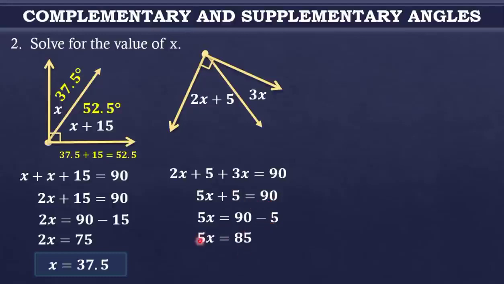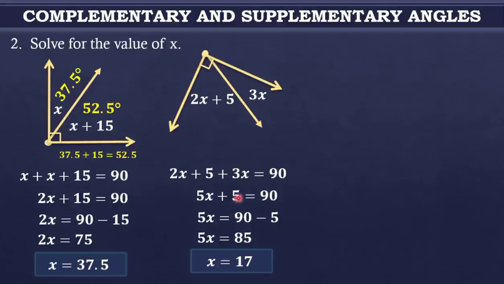Okay. And then, by dividing both sides by 5, saan ba natin siya dinidivide? Kung ano yung coefficient mo dito. Okay? So, divide both sides by 5. So, makakancel yung 5 mo. So, 85 divided by 5 is 17. So, x is equal to 17.